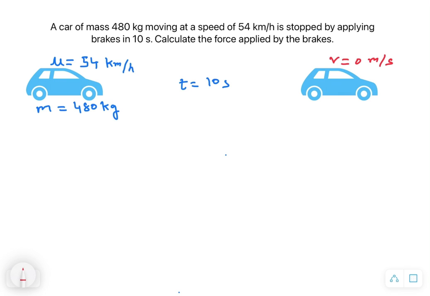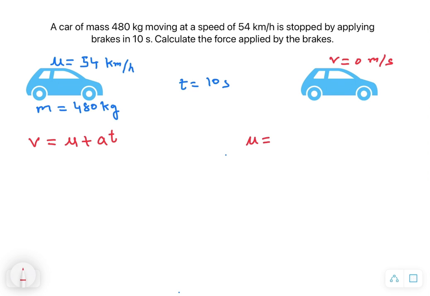Calculate the force applied by the brakes. We will use the equation of motion, V is equal to u plus a t. First of all, we need to convert initial velocity into meters per second. So let us do that.